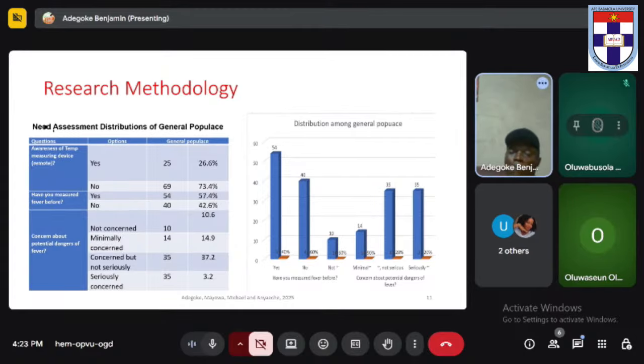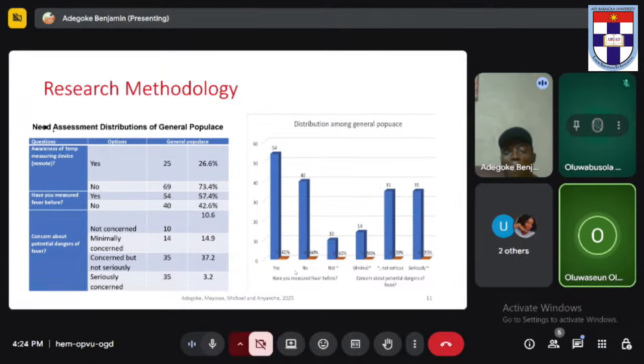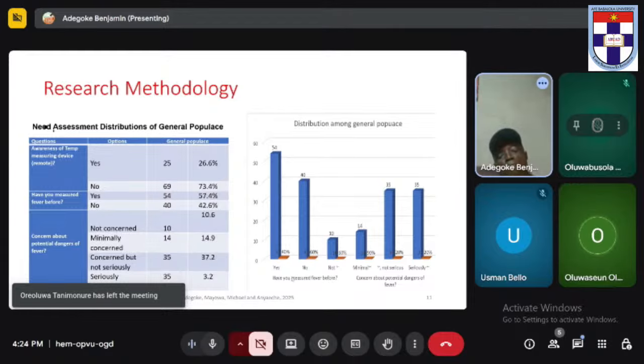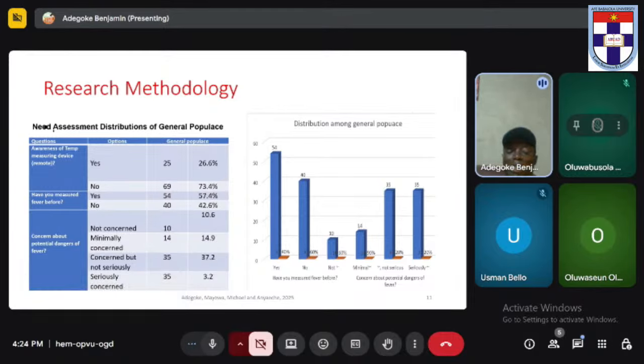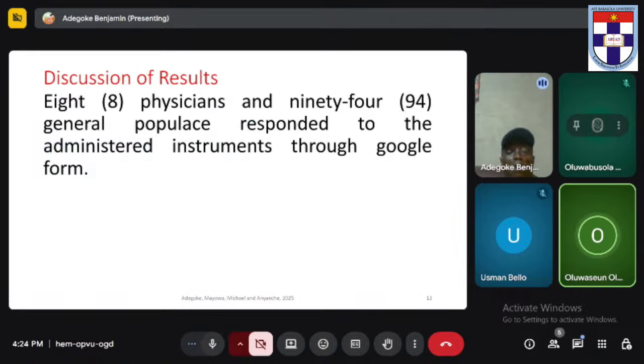About roughly 57.4% at one time or the other measured their temperature by themselves. And many of them are always troubled when they have a rise in body temperature, and this gives them a lot of concern, as reflected both in the table and in the chart. Discussion.